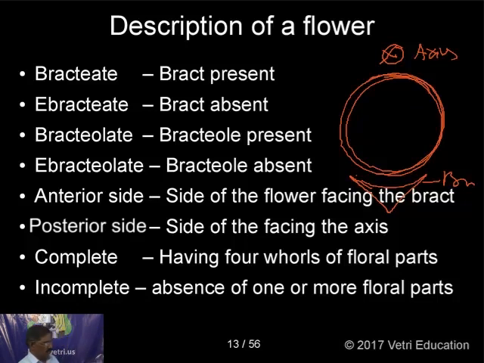And a complete flower, when all the four floral parts are present, calyx, corolla, androecium, gynoecium, the flower is called complete. If any one or more floral parts are absent, that is called incomplete flower.